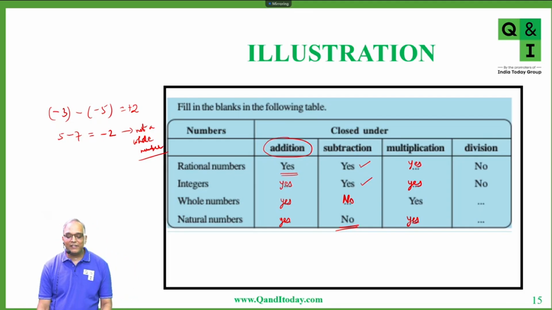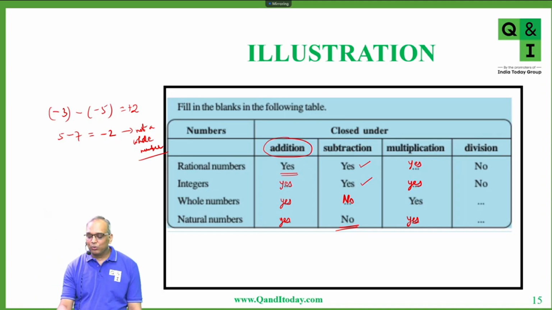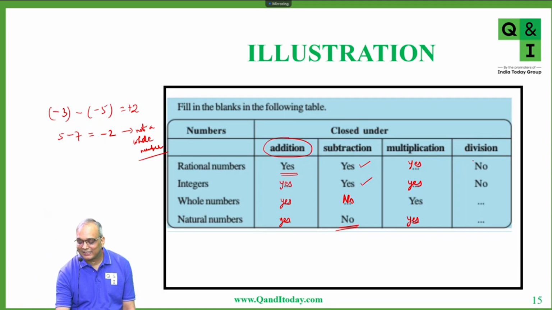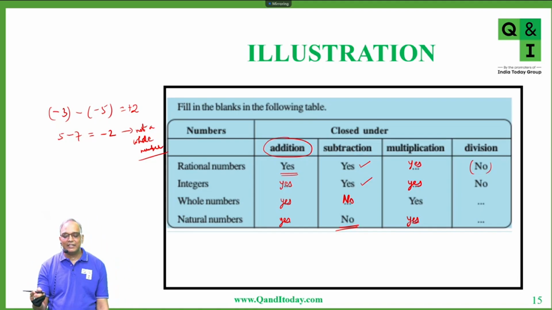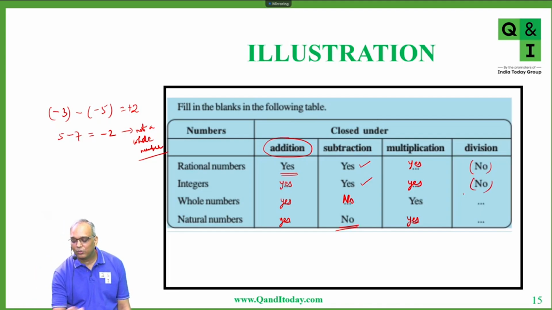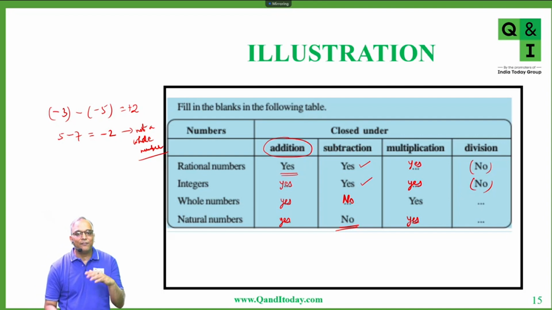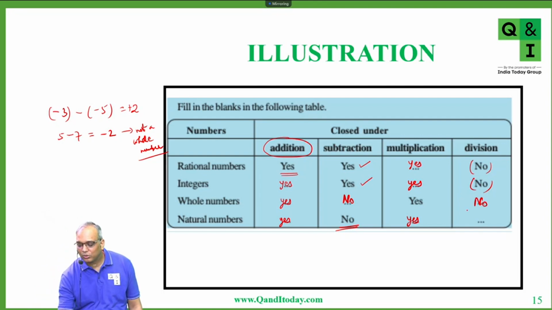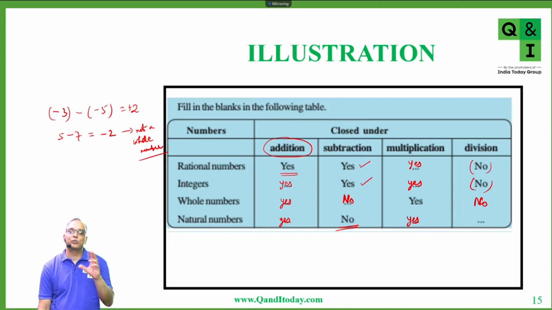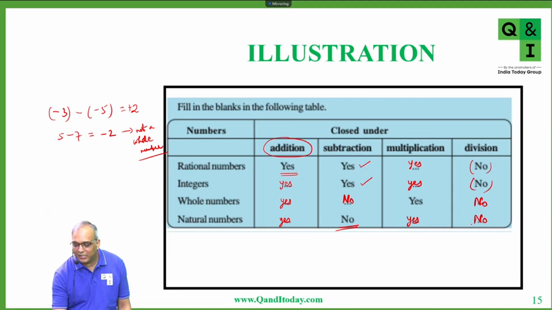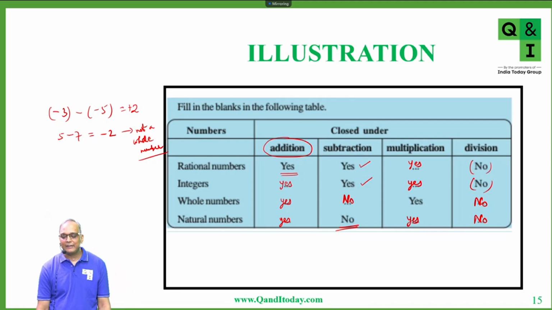Now let's come to division. When you divide two rational numbers, you may not get a rational number as we saw. So this is not closed under division. Integers: when you divide two integers, you may get a fraction, right? Which is not an integer. That's why it is not closed for division. For whole numbers, when you divide two whole numbers, you may get a fraction again. So it is not closed under division. And natural numbers also, when you divide two natural numbers, you may not get a natural number. Right? Yes, sir. So all of this is clear? Yes, sir. Okay.